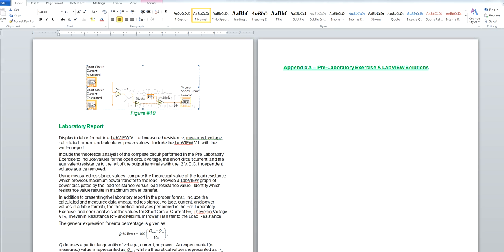Once again, we're going to calculate the error, perform the error analysis on the short circuit current, just as shown in figure 10. Additionally, for the Thevenin voltage, Thevenin resistance, the maximum power transfer to the load.